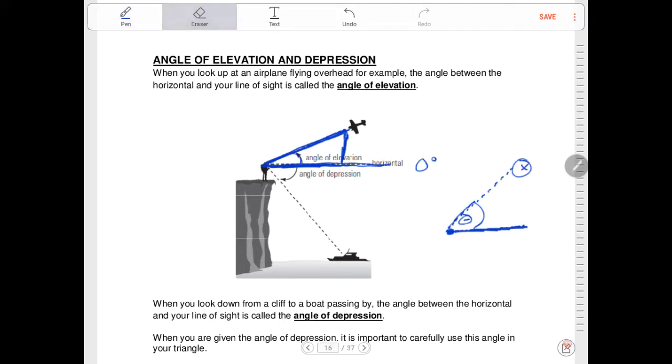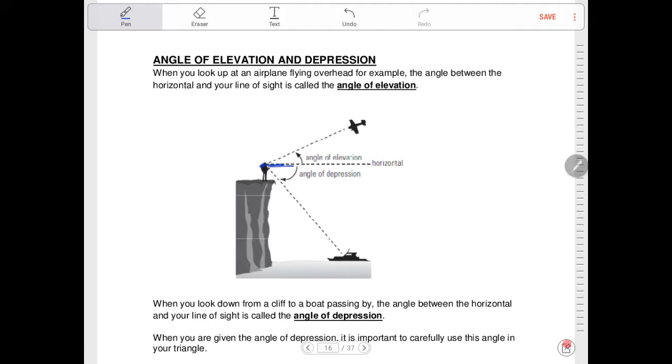Now I'm just going to erase these lines here. We'll do the opposite because we have the angle of depression. So the angle of depression is going the other way. You're looking down now. So think of elevation: you're elevating, you're going up. Depression, you're going down. So in this case, for the angle of depression, we're going to imagine this person is looking down at the boat.